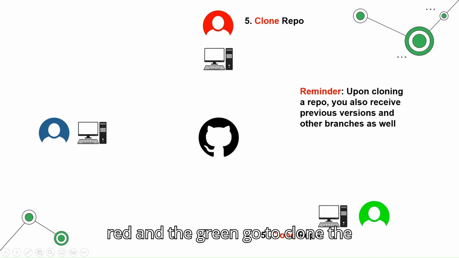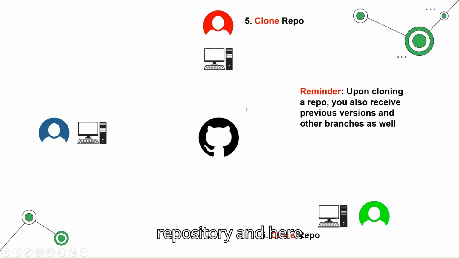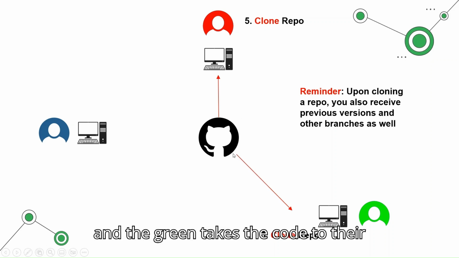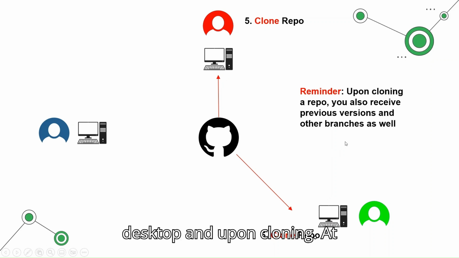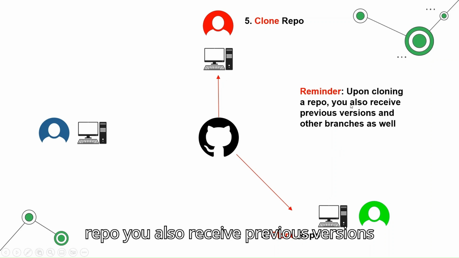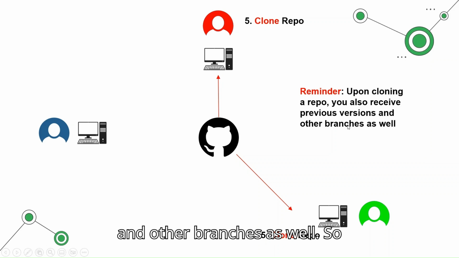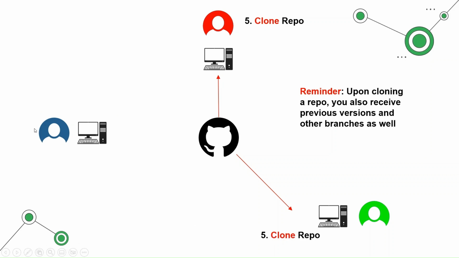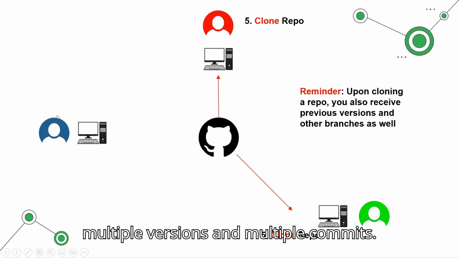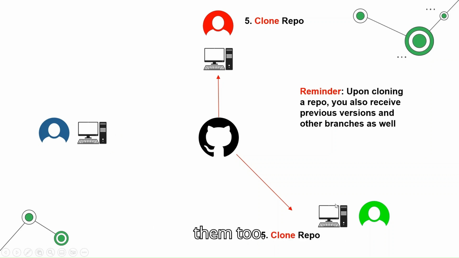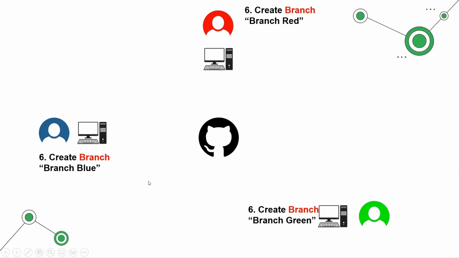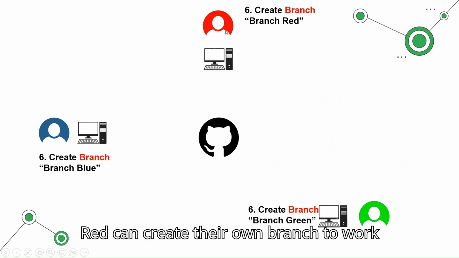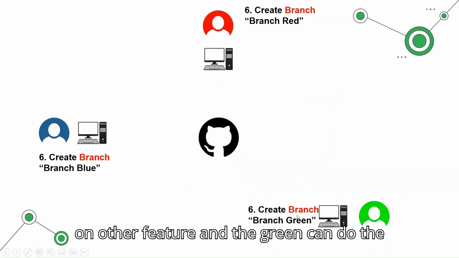And after this process is done, red and the green go to clone the repository. And here, red takes the code into their desktop, and the green takes the code to their desktop. And upon cloning a repo, you also receive previous versions and other branches as well. So assume Blue has been working on the project for a while, and Blue has made multiple versions and multiple commits. Red and the green will have access to them too. Blue can create their own branch to work on a separate feature. Red can create their own branch to work on another feature, and the green can do the same.